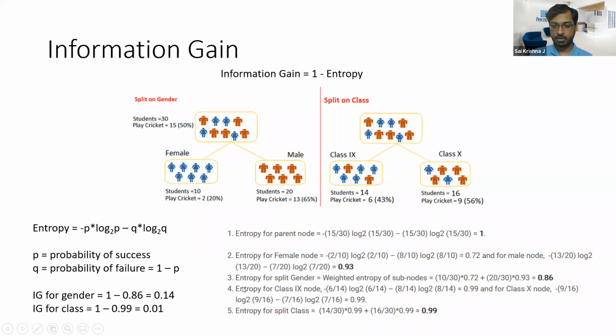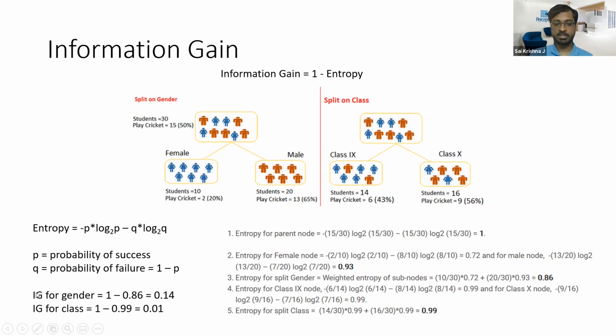Similarly for the class node, 6 people play cricket in class 9, 9 people play cricket in class 10. So 6 out of 14 and 8 out of 14 are p and q for class 9, and 9 out of 16 and 7 out of 16 for class 10. So the weighted average is 0.99, that is 14 by 30 into class 9 plus 16 by 30 into class 10. In this particular case, information gain is 1 minus 0.86 if you are splitting based on gender, that is 0.14. If you are splitting based on class, it is 0.01, that is 1 minus 0.99.